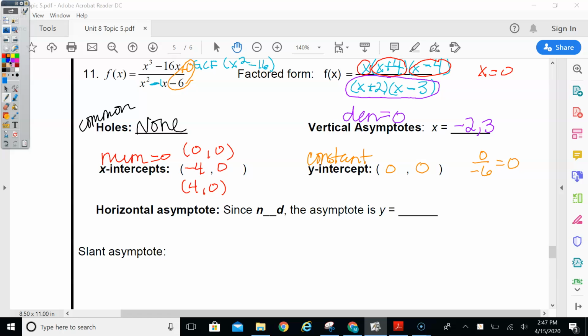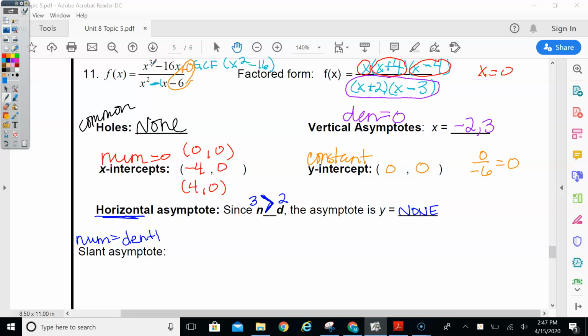Okay, but now we look at the degrees. So the degree of the numerator is 3, and the degree of the denominator is 2. So since the numerator degree is greater than the denominator, the horizontal asymptote is none. So we have no horizontal. However, since it's 1 degree more, we do have a slant. So slant here means when the numerator is the denominator plus 1. So 2 plus 1 is 3.